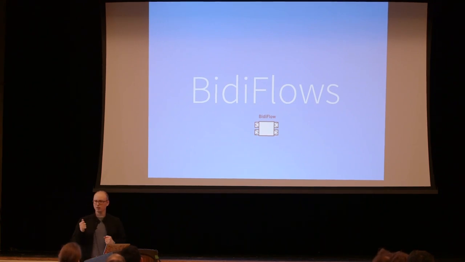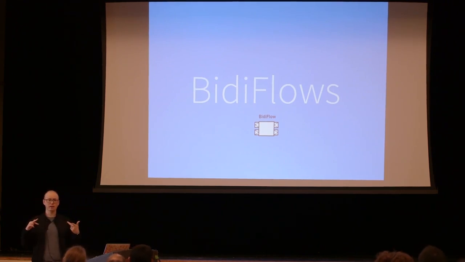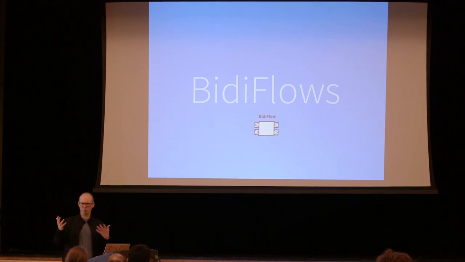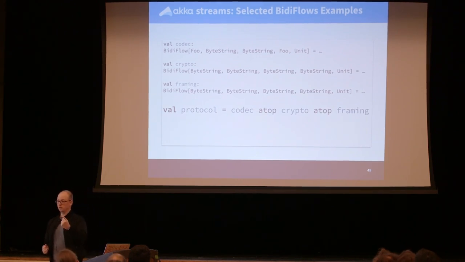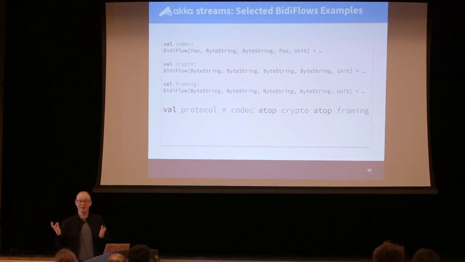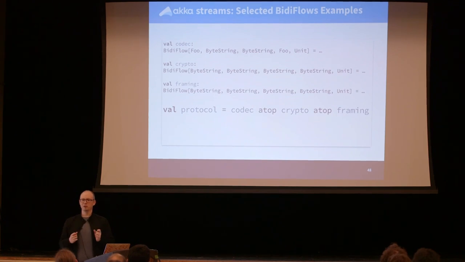But what's interesting is that there's another combinator that I really like called bidirectional flows. They have two ins and two outs, and they're cross-connected. Have you ever tried to design a protocol pipeline in a typical programming language before? It's terrible. But what we can do is, if we have a codec that is a bidirectional flow from foos to byte strings and from byte strings to foos, and we have a crypto that takes byte strings and encrypts them to other byte strings, and takes encrypted byte strings and turns them into unencrypted byte strings, and then we have some framing protocol that adds framing information to byte strings, then we can create a protocol stack by just stacking them atop each other.